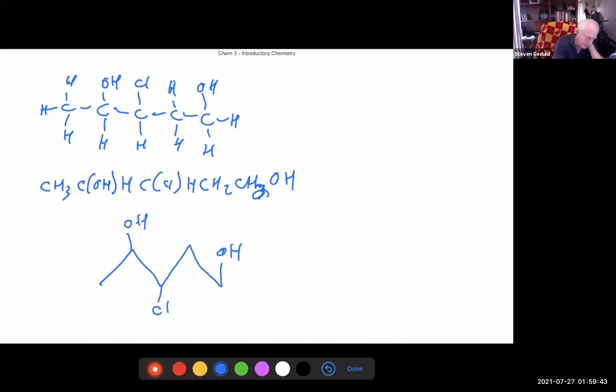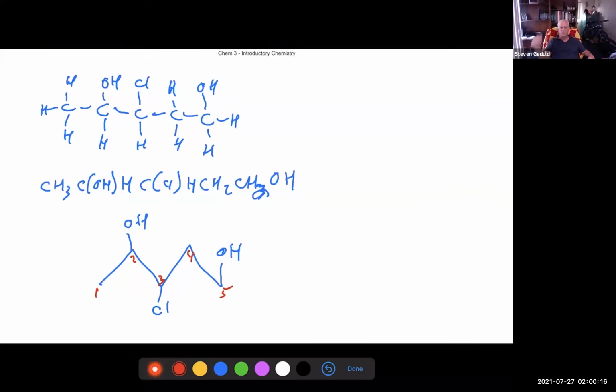So here we've got carbon number 1, 2, 3, 4, and 5. At carbon 1, we have 3 hydrogens. At carbon number 2, we have 1 OH group and 1 hydrogen. At carbon number 3, we have 1 chlorine and 1 hydrogen. At carbon number 4, we have 2 hydrogens. Carbon number 5, we have 1 OH group and 2 hydrogens. And those are the different types of forms you're going to see. Again, it's just a very basic introduction.